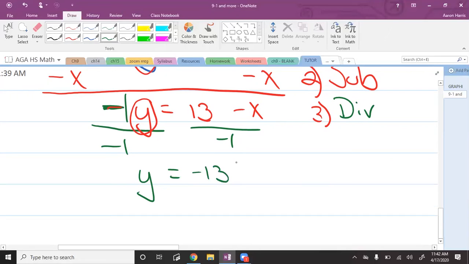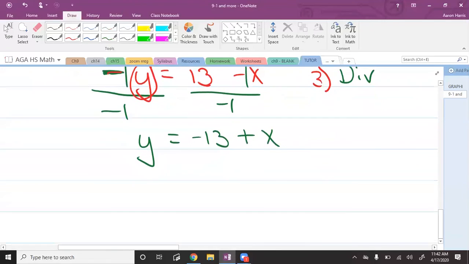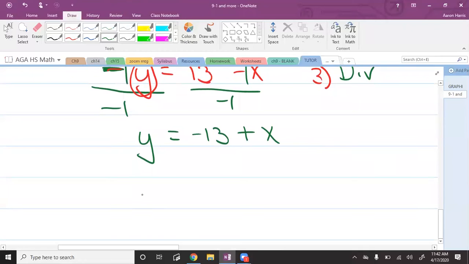-13. And then you bring down the -1x. Nope. -1 divided by -1. 1. Good. So what is that? A +1, correct? Yes. And so then get just a positive x. Is that in slope-intercept form? Yes, but you just have to rewrite it so x is closer to the equal sign. Mm-hmm. And then you minus 13. There you go.